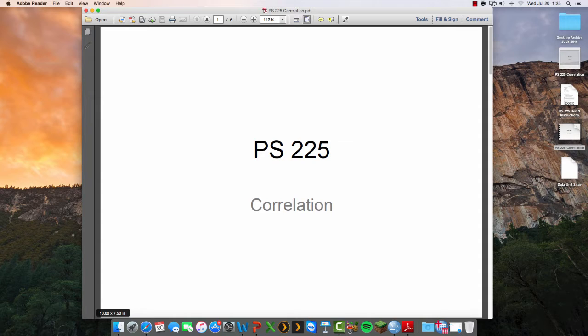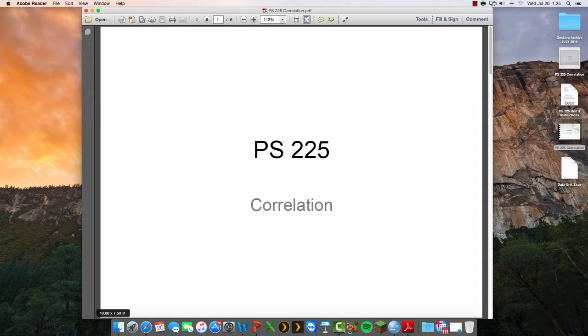So before we get started on the SPSS exercise, though, I want to cover a few words about correlation, maybe clarify some points from the reading that you've done up to this point, and make sure that everybody going forward knows what we're looking at when we say correlation.